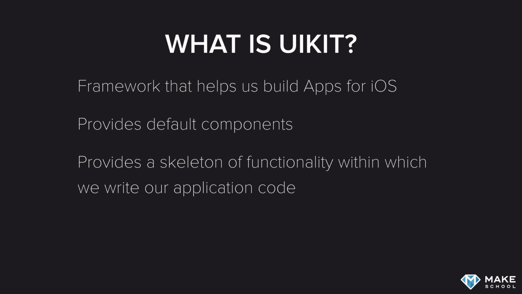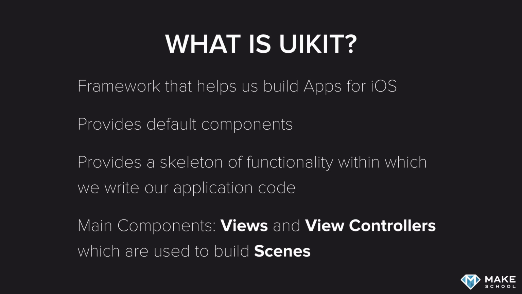Additionally, UIKit also provides a skeleton for how we write the code for our apps. So instead of reinventing the wheel every time we start a new app from scratch and have to wonder how to write code for it, UIKit actually provides a framework, and it discusses certain rules of how we should write our code. The main components of the UIKit framework are views, view controllers, and scenes, all of which we will discuss in detail throughout this lecture.